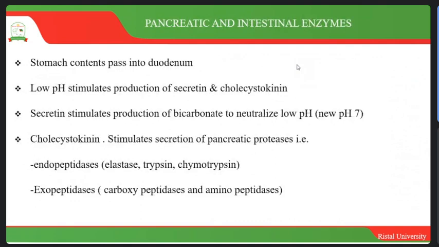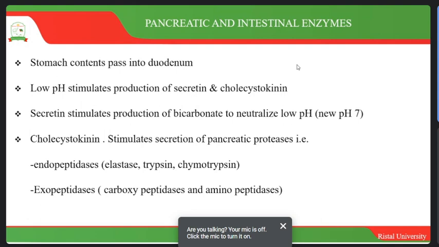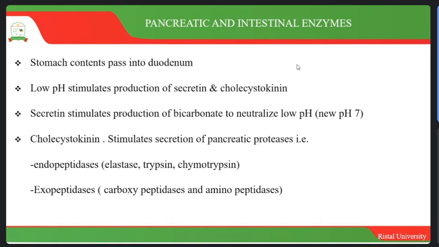So let's continue on to the pancreatic and intestinal enzymes. The stomach contents will pass into the duodenum. Remember, it has low pH, that is acidic, 1.5 to 2.5, around that. So what happens is that low pH from the food in the stomach stimulates the production of two hormones, secretin and cholecystokinin. Then the secretin stimulates the production of bicarbonate to neutralize the low pH, and the pH in the duodenum is supposed to be alkaline. So this has to be neutralized to give a conducive condition for the process of digestion to continue.